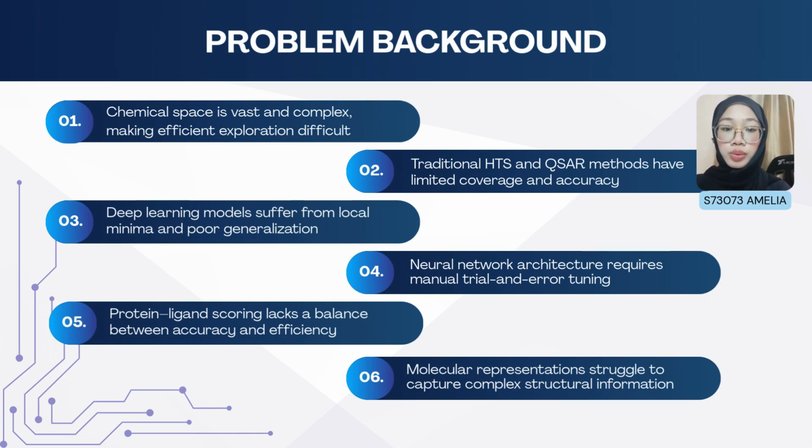For problem background, we have six. The first one: chemical space is vast and complex, making efficient exploration difficult. The second one: traditional high-throughput screening and quantitative structure activity model methods have limited coverage and accuracy. The third one: deep learning models suffer from local minima and poor generalization. The fourth one: neural network architectures require manual trial and error tuning. The fifth one: protein ligand scoring lacks a balance between accuracy and efficiency. The last one: molecular representation struggles to capture complex structure information.